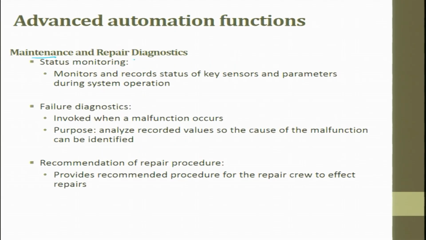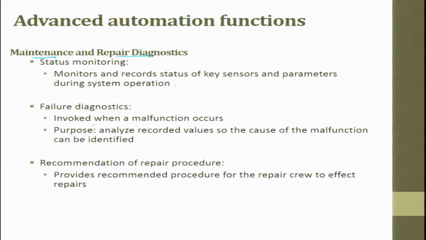When we talk about maintenance and repair, status monitoring, failure diagnostics and recommendation for repair procedure fall under advanced automation functions. Status monitoring monitors and records the status of key sensors and parameters during the system operation. For example, if the filter in an automobile is getting choked, it monitors the amount of fresh air that can come in, and it quickly says there is a lot of reduction. Immediately the status monitoring signal is raised and you take the necessary actions.